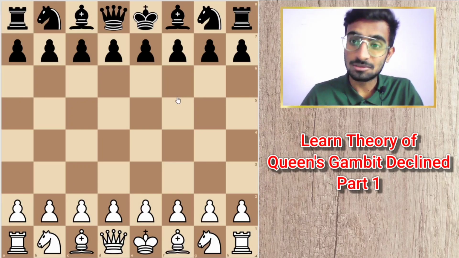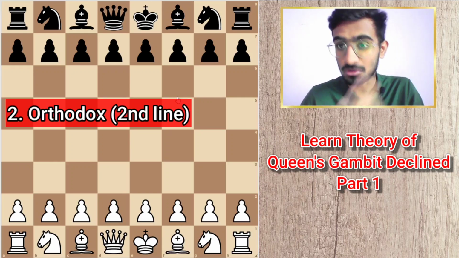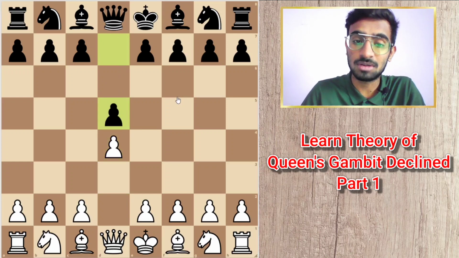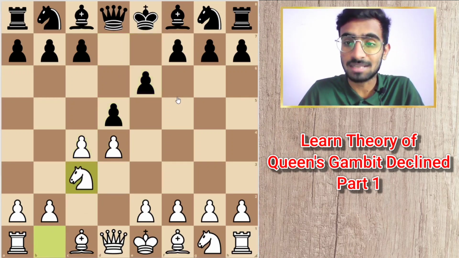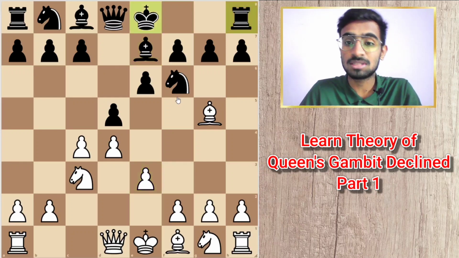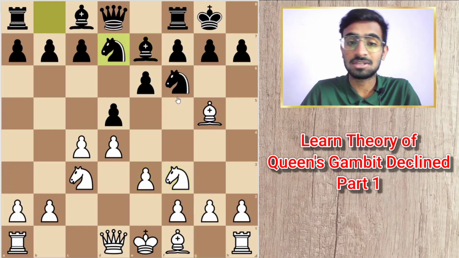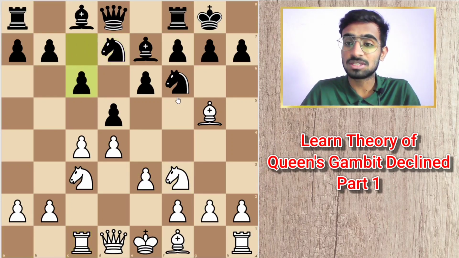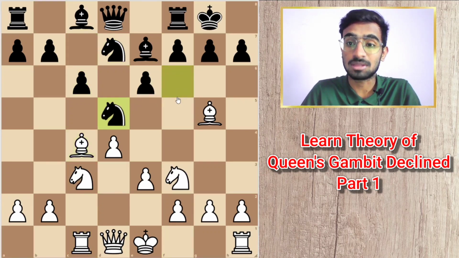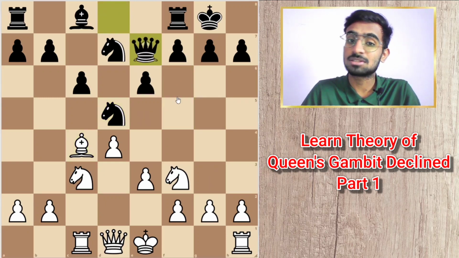So now let's look at the second line in the orthodox variation only. So again, orthodox starts with the moves pawn to d4, d5, c4, e6, knight c3, knight f6, bishop g5, bishop e7, pawn to e3, then castles, knight f3, knight b d7, rook to c1, pawn c6, bishop d3, dc4, bishop c4, knight d5, bishop takes, queen takes.